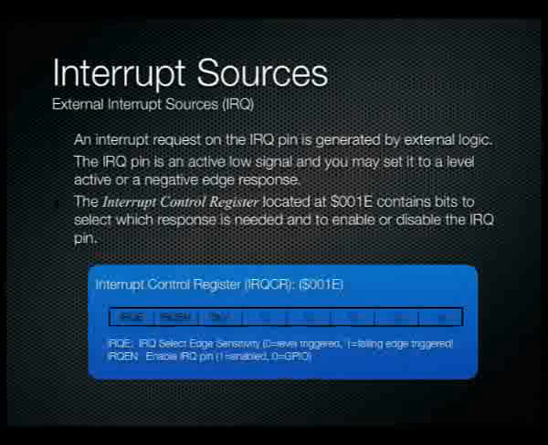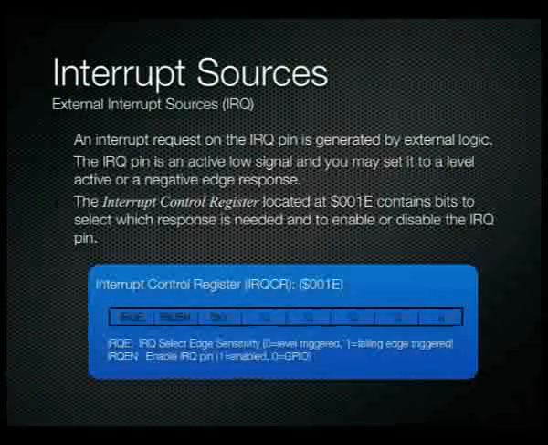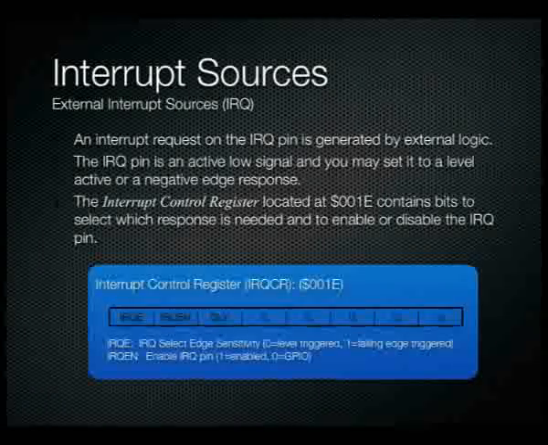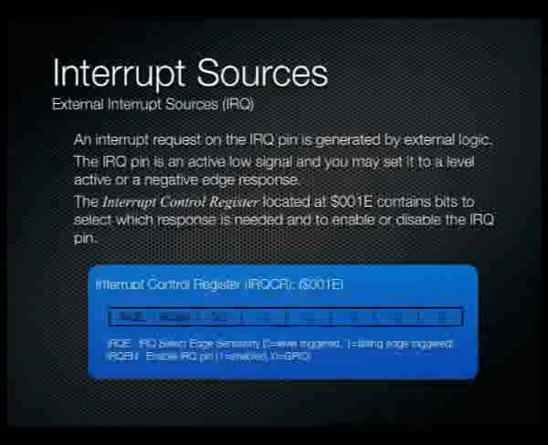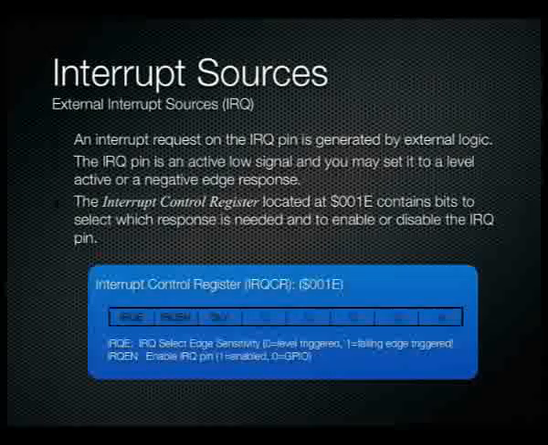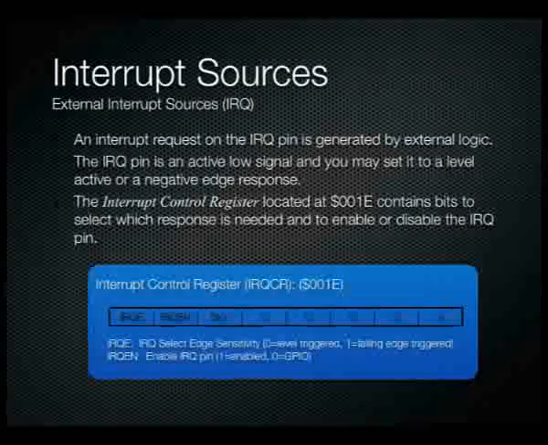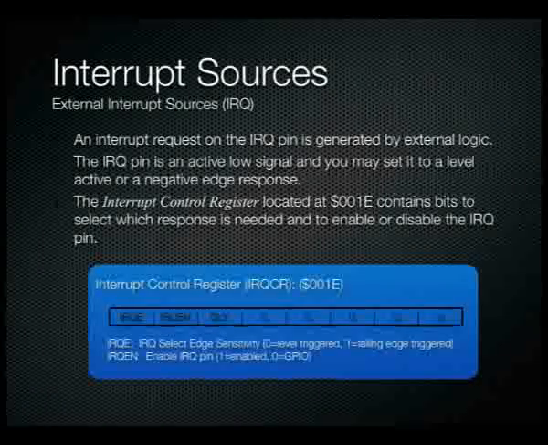So we can either set it that when we drag that pin low, it continually executes the interrupts while that pin is low, or we can have it only generate one interrupt when the actual pin is going from high to low. So on the negative edge transition, whenever that takes place, we can have it actually generate an interrupt. We can set this up by using the interrupt control register, which is located at 001E.